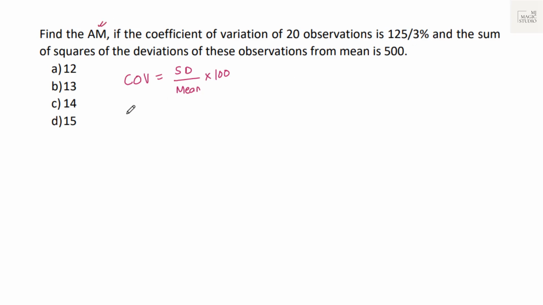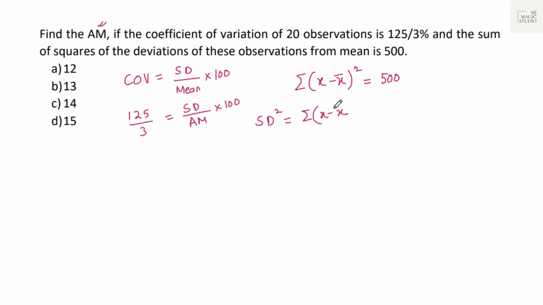So coefficient of variation is 125 by 3, which equals SD by AM into 100. We need SD to find the value of AM. Sum of squares of deviation of the observations from mean, that means summation x minus x bar whole square, is equal to 500. According to definition, standard deviation square is summation of x minus x bar whole square divided by n.